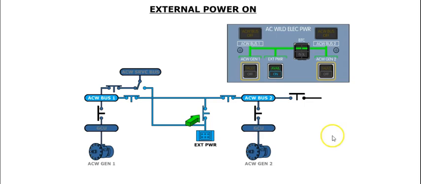AC external power has priority over the engine-driven AC wall generators. When AC external power is selected, the generator contactors will open, and both bus tie contactors will close to allow AC external power to power both AC wall buses.